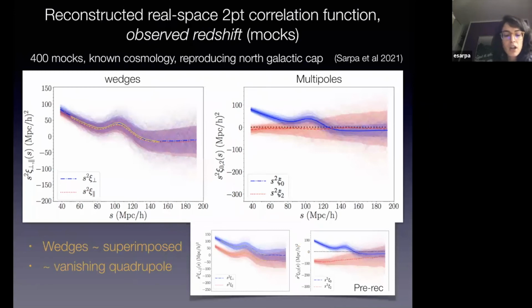So here, to check the consistency of the methods, as we did before, we didn't go straight backwards in time. We stopped at the observed redshift, just to see the effect of removing redshift space distortion. Here are the wedges and multipoles of the average 2-point correlation function for the 400 MOCs. And you see on the left that now the wedges are almost completely superimposed, showing that the redshift space distortions, at least on large scales, are reduced, and also the quadrupole is almost vanishing on all scales.